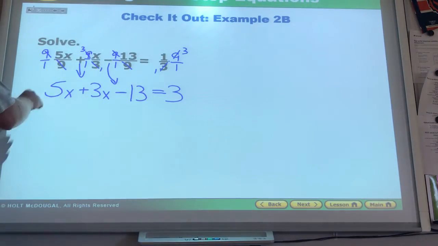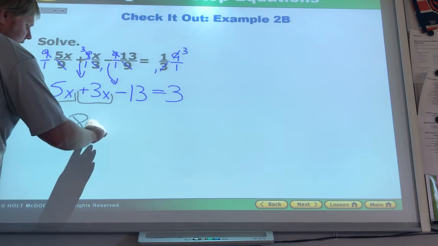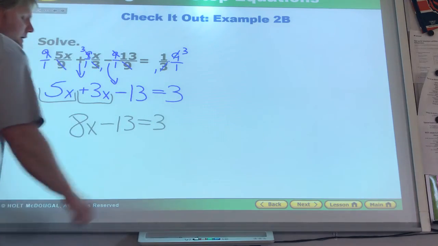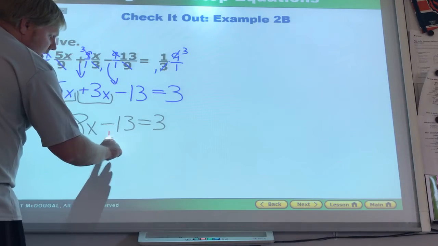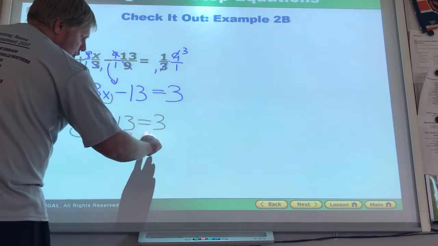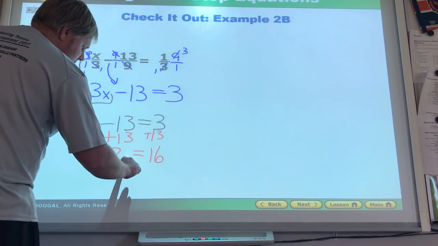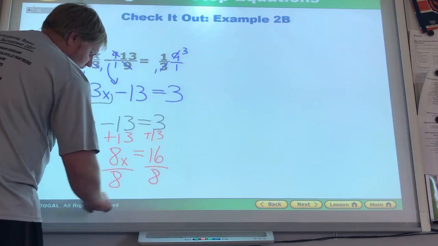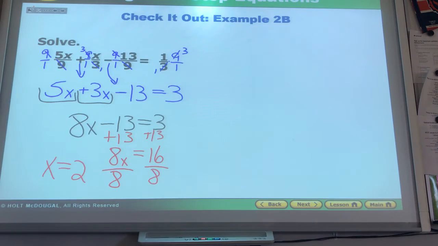First step, we got to add like terms. Positive 5x, positive 3x. So that makes 8x minus the 13 equals 3. Please don't jump steps. I doubt you're ready for it yet. You might be. We do inverse operations. 8x equals 16. Divide by the 8. More inverse operation. Divide by the 8. X equals 2. All right? And we get our answer.